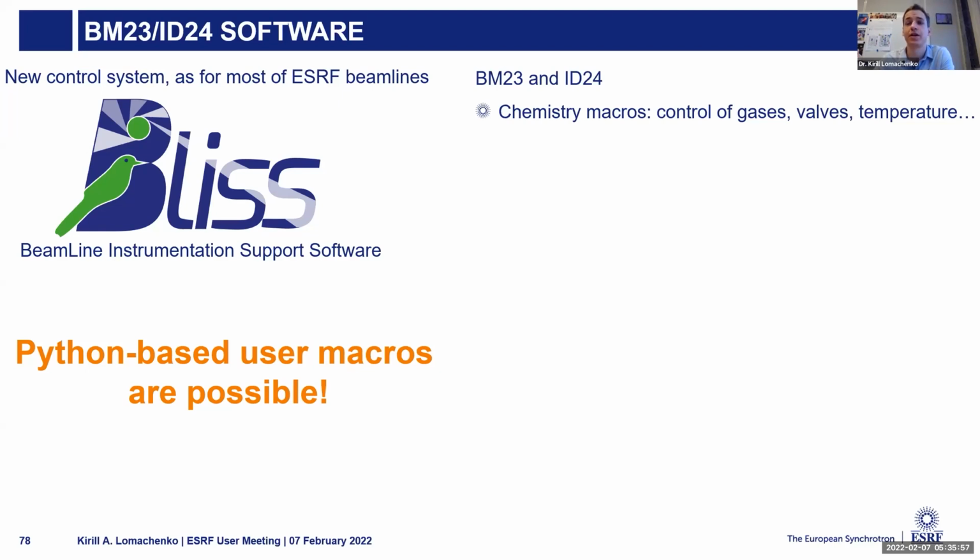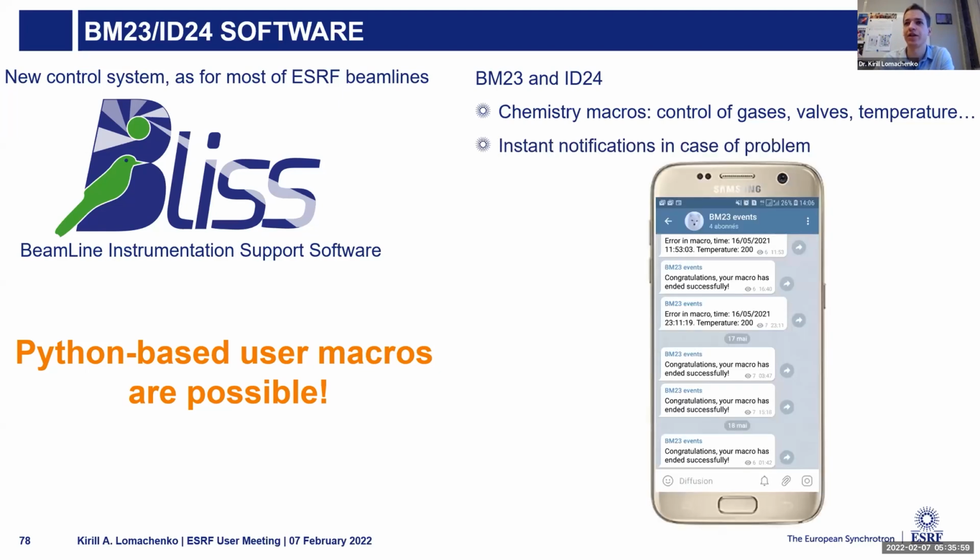And in some rare cases, when it's not fine, you can receive a notification on your smartphone saying that there is something wrong. The temperature is not as you expect. The flow is different from what you expect. Maybe you forgot to open the gas bottle, or something else happened. Or maybe everything's fine and your macro has ended successfully, so you can start doing something else, something new. You can get an email, you can get a Telegram message.